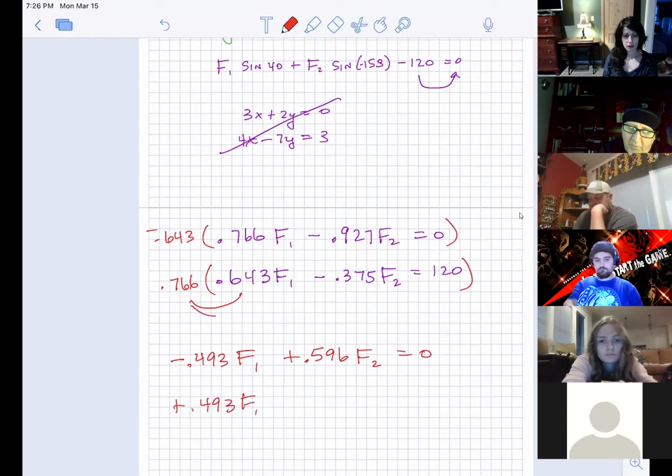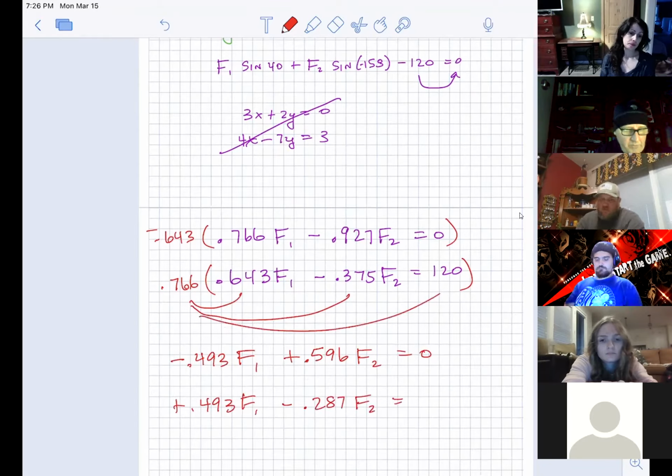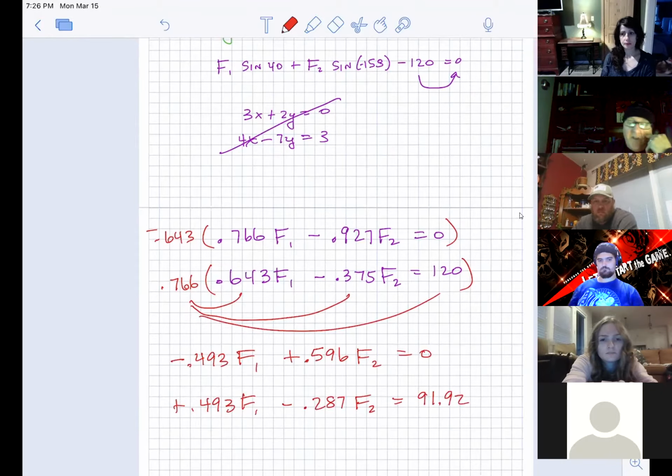And then 0.766 times negative 0.375 is negative 0.287. And then I got to multiply it by 120. 120 times 0.766 is 91.92. Does anybody understand why I did that? Do you still understand? Why did I do that? It's okay to multiply equations times anything I want, right? Just make sure you do it to everything. Distributive law. Why did I do that?